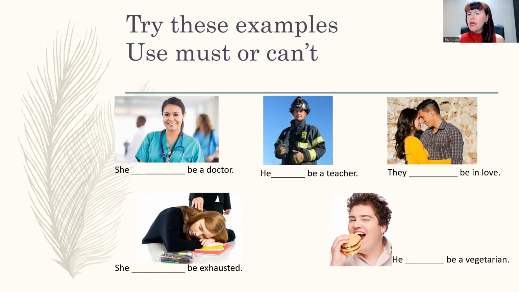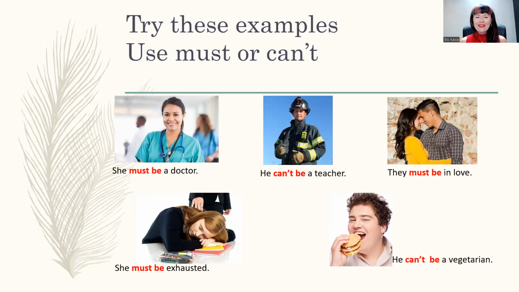Okay, the second one, he, be a teacher. Look at him. Does he look like a teacher or does he look like somebody else? And think whether to use must or whether to use can't. Okay, they, be in love. Look at them. Are they in love or not? Must or can't? The next one is she, be exhausted. Is that true or you're sure this is not true? Okay. And the next one is somebody eating a burger. He, be a vegetarian. Is that must or can't be a vegetarian?